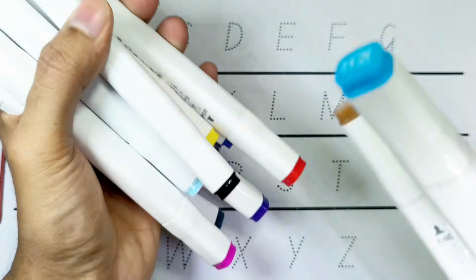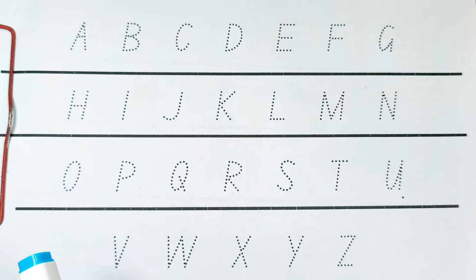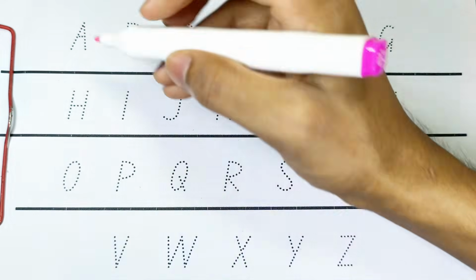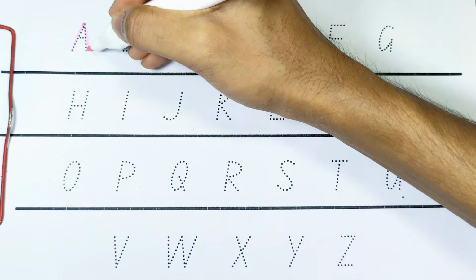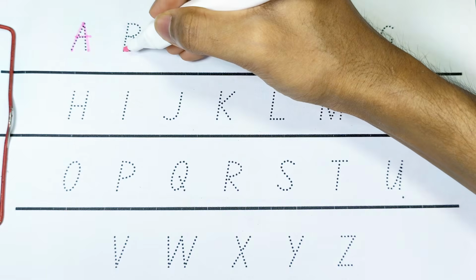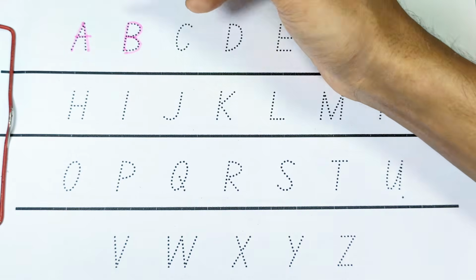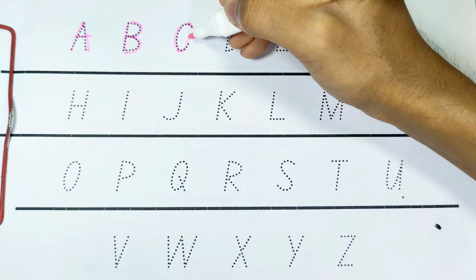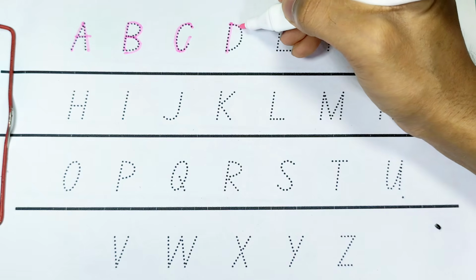Now we're writing capital letter alphabets A to Z. Stay with us. Hazel pink color. Now we're writing alphabet A. A for apple, A. B for ball, B. C for cat, C. D for dog, D.